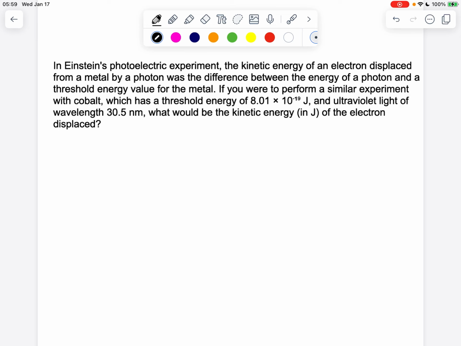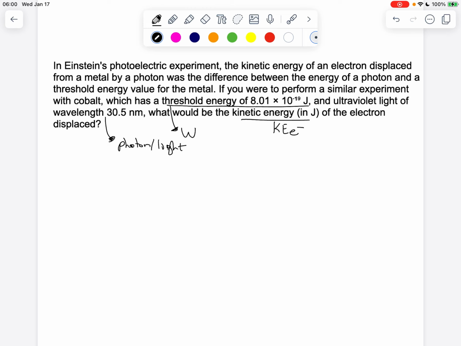So in this case, they're going to give us the threshold energy. Again, one thing you need to do with that, right? What is that threshold energy? Well, you need to know that the threshold energy is the property of the metal cobalt. That's our W. Ultraviolet light, right? This is basically the photon or light that's coming in. Kinetic energy, right? That's going to be the kinetic energy of the electron that we want to solve for.